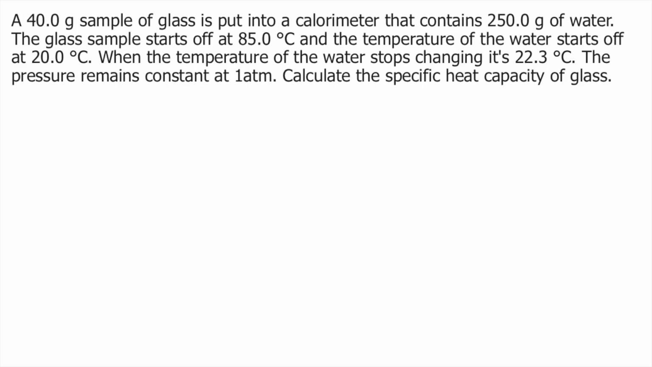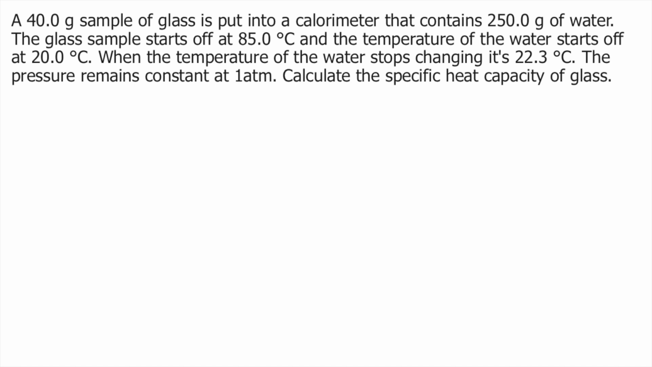A 40-gram sample of glass is put into a calorimeter that contains 250 grams of water. The glass sample starts off at 85 degrees Celsius and the temperature of the water starts off at 20 degrees Celsius. When the temperature of the water stops changing, it's 22.3 degrees Celsius. The pressure remains constant at 1 atm. Calculate the specific heat capacity of glass.